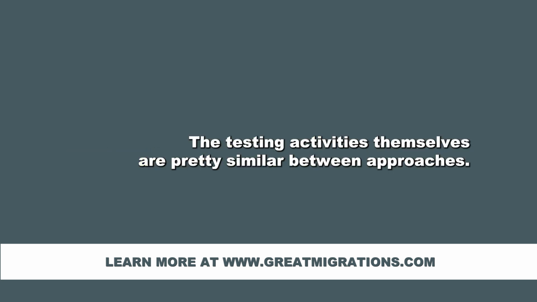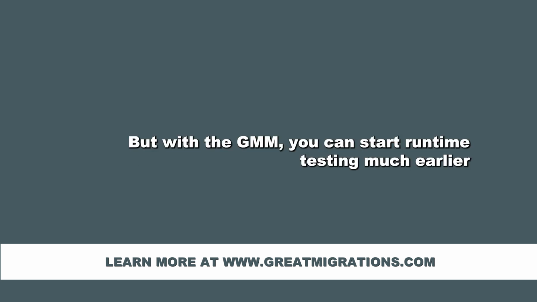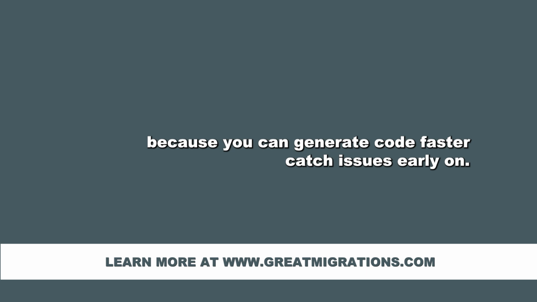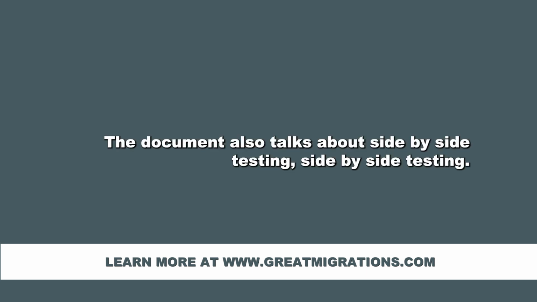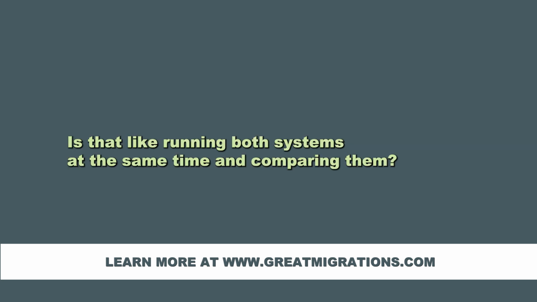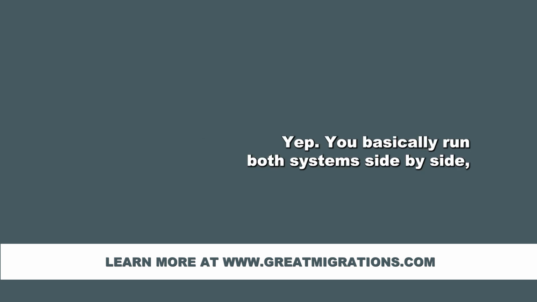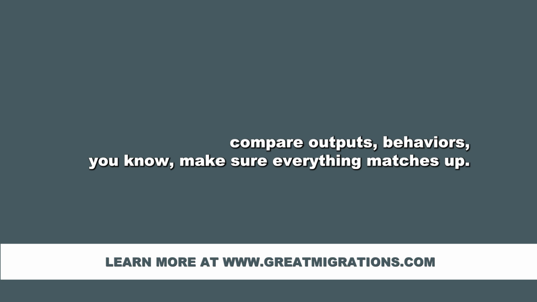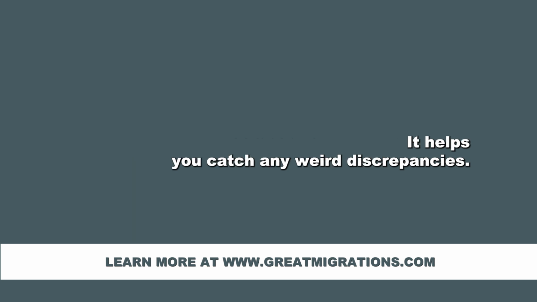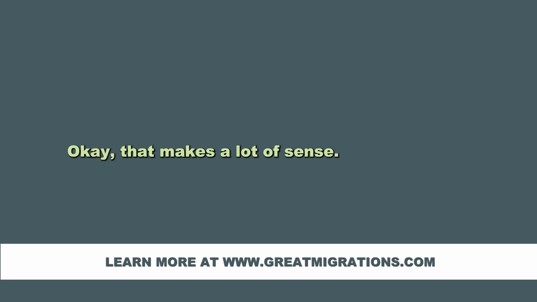The testing activities themselves are pretty similar between approaches. But with the GMM, you can start runtime testing much earlier because you can generate code faster, catch issues early on. The document also talks about side-by-side testing. Side-by-side testing, is that like running both systems at the same time and comparing them? Especially useful for large systems where you might not have great regression testing. You basically run both systems side by side, compare outputs, behaviors, make sure everything matches up. It helps you catch any weird discrepancies. Okay, that makes a lot of sense.